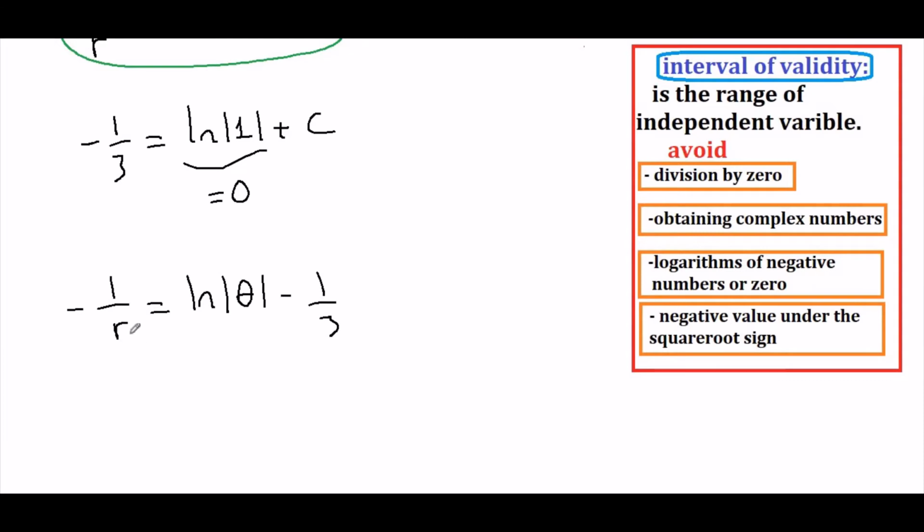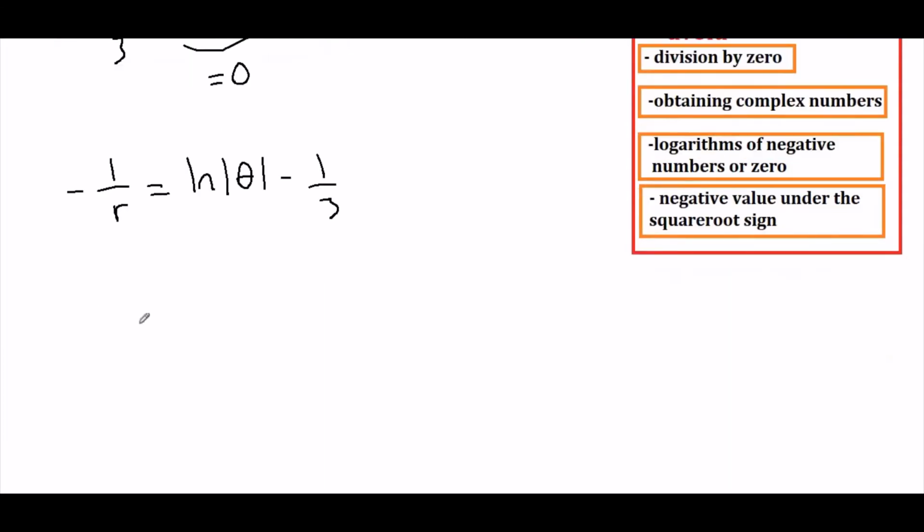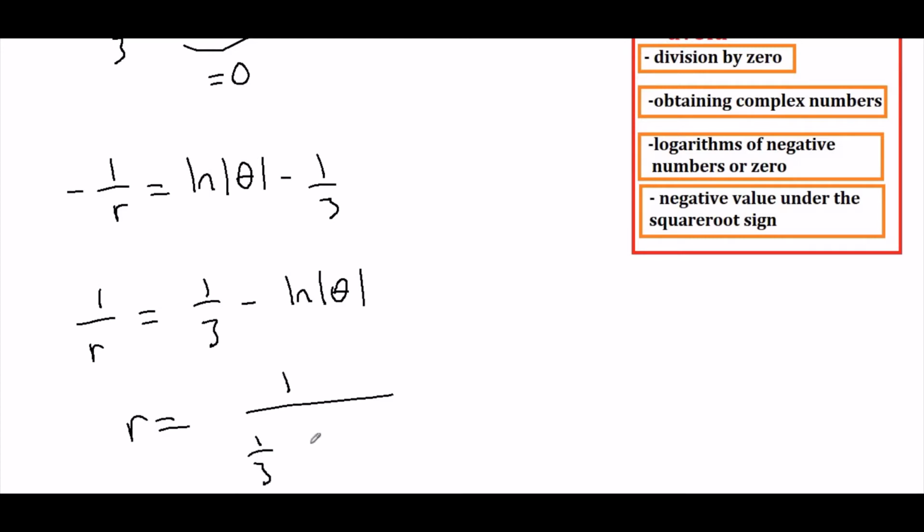Here we're going to solve for r. So our first step is to multiply by a negative sign. So 1 over r is equal to 1/3 minus ln theta. Then the next step is to invert the fractions. Then r is equal to 1 over 1/3 minus ln theta. This is our explicit solution.